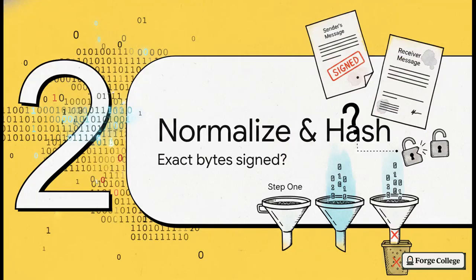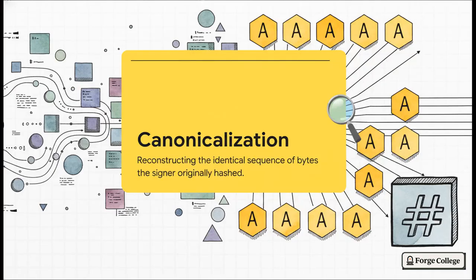Moving to Section 2, normalization and hashing. The big question here is, were these exact bytes signed? This first filter asks a simple but absolutely crucial question. Enter canonicalization. I know, it sounds like an intimidating piece of jargon, right? But honestly, it just means forcing everyone to speak the exact same dialect before hashing. It organizes the data into a universally agreed-upon format so there are literally zero misunderstandings.